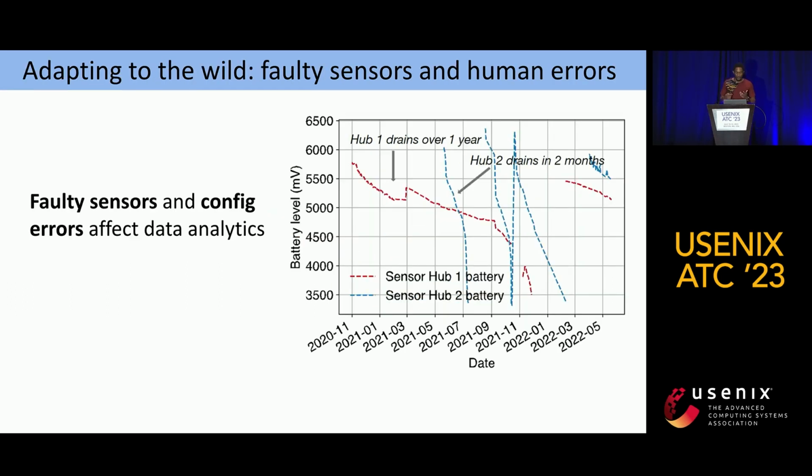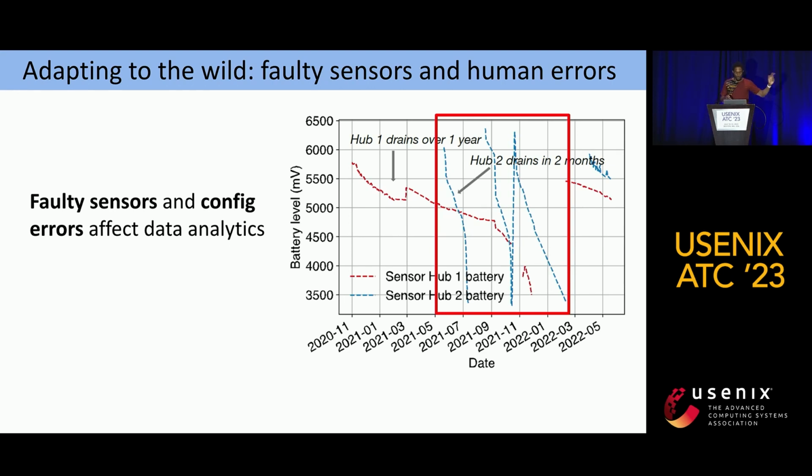But the analytics was affected by faulty sensors and human errors. Here again, we have a time series on the x-axis. The y-axis is the battery levels of 2 sensor hubs, where you'll see that faulty sensors in edge hub 2 ended up draining the batteries in 2 months compared to 1 year with edge hub 1.